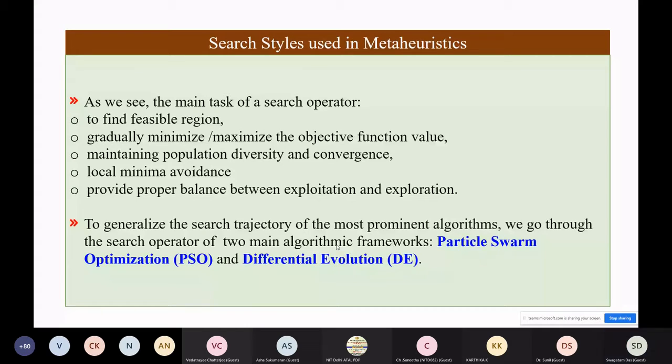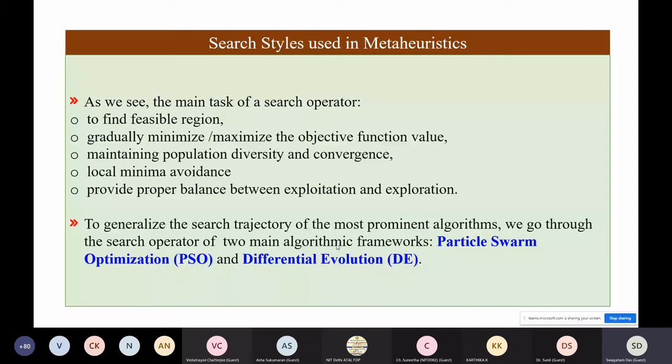So the main task of the search operator is to find the feasible region if there are additional constraints, gradually minimize or maximize the objective function value, maintain population diversity and convergence, avoid trapping in local minima, and provide the proper balance between two aspects of meta-heuristic search. One is called exploitation and the other one is called exploration. I'm sure you have heard of these two words so many times during this workshop.